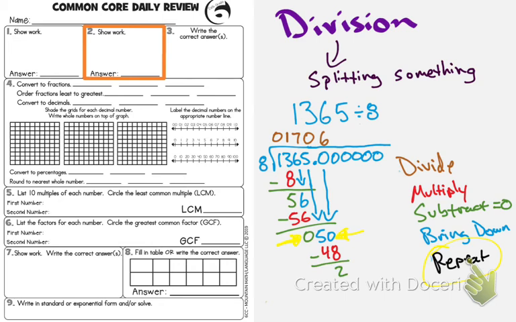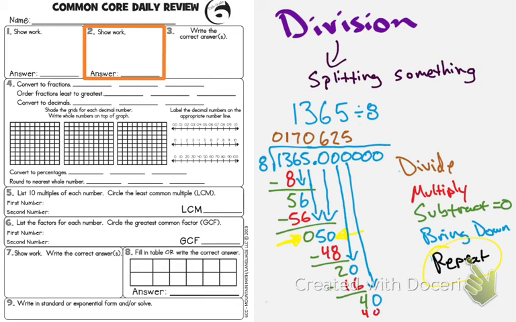I'm not done yet. I didn't get a 0. I don't have a number that's repeating yet, so I continue. I bring down my next 0. 8 can go into 20 2 times. 8 times 2 is equal to 16. I subtract. That gets me to 4. I don't have a 0. I don't have a repeated number, so I continue. I bring down my next 0. In this case, 8 can go into 40 5 times.